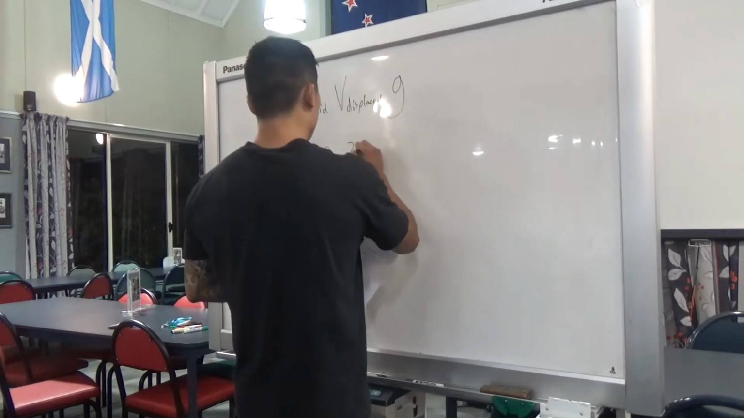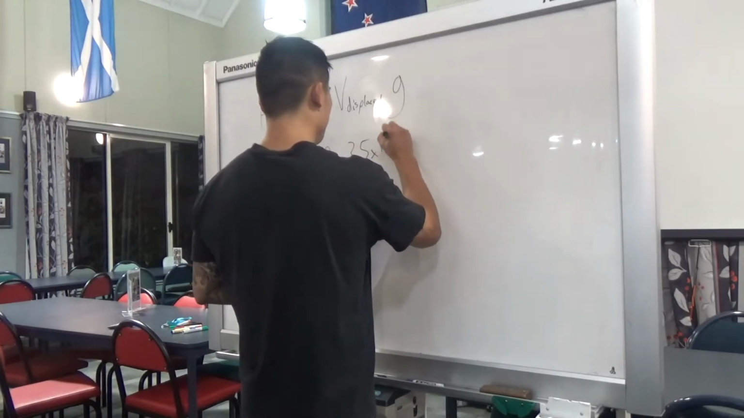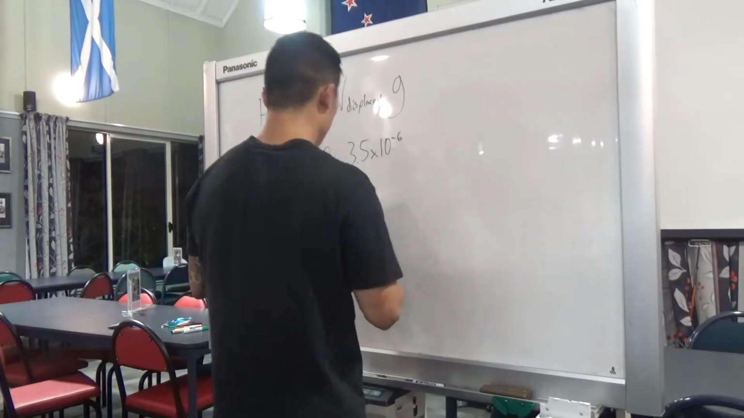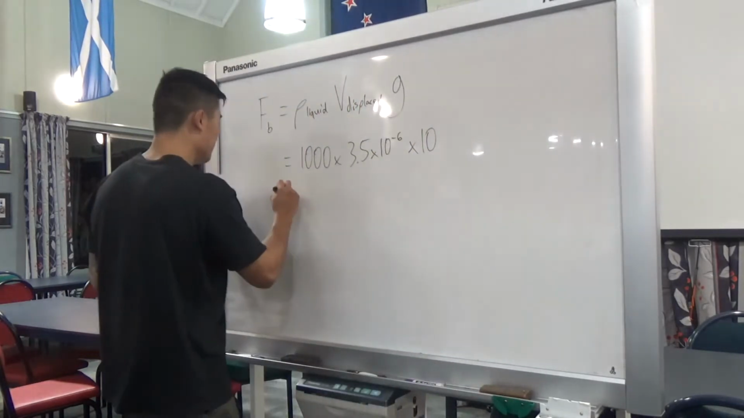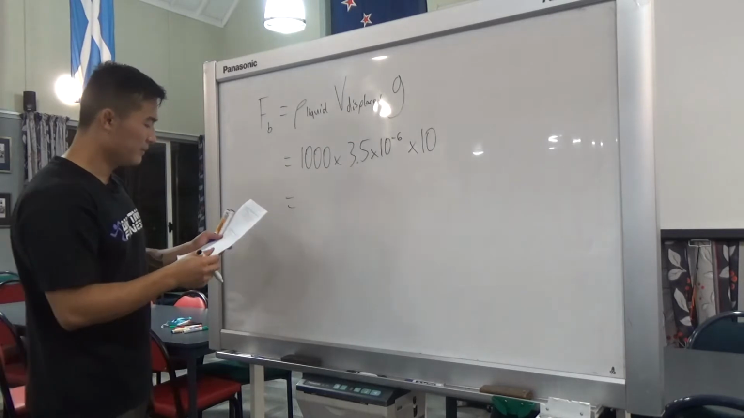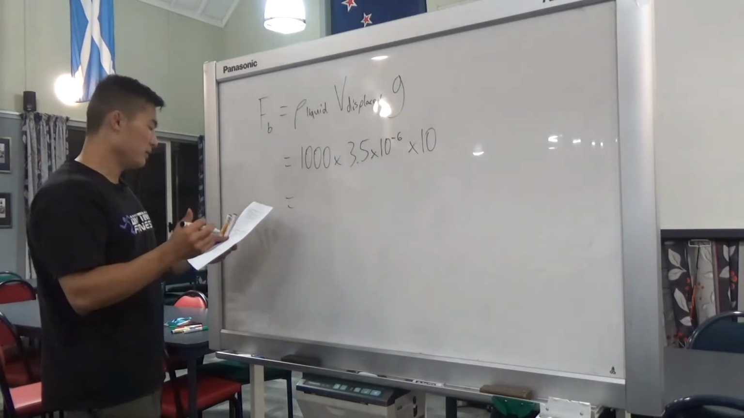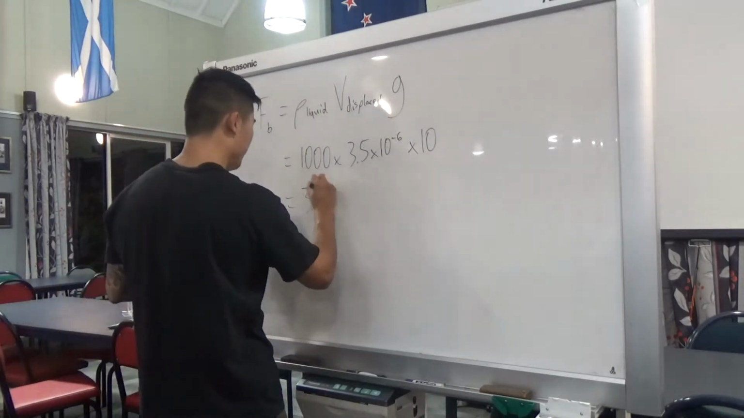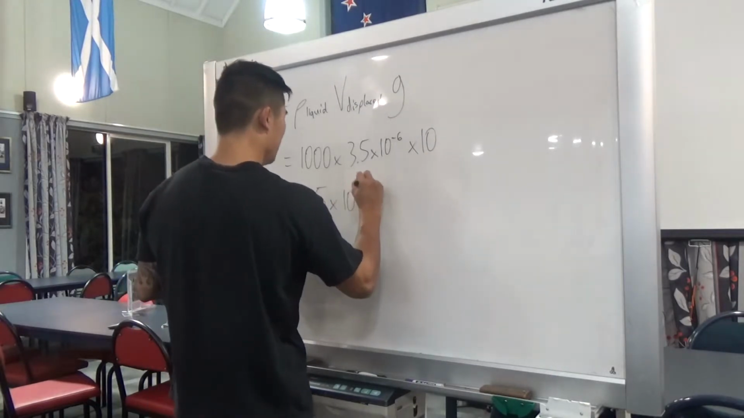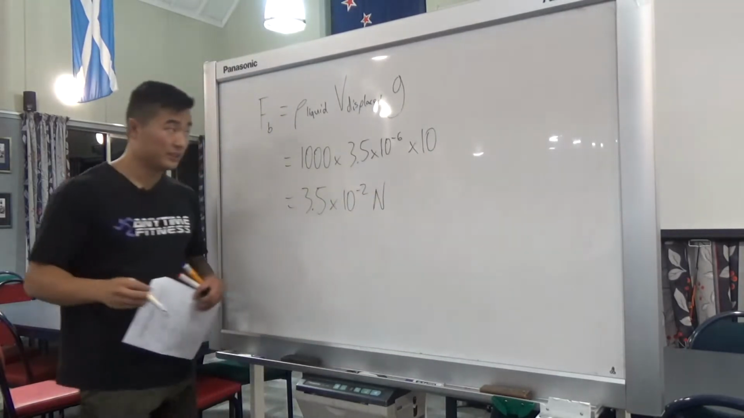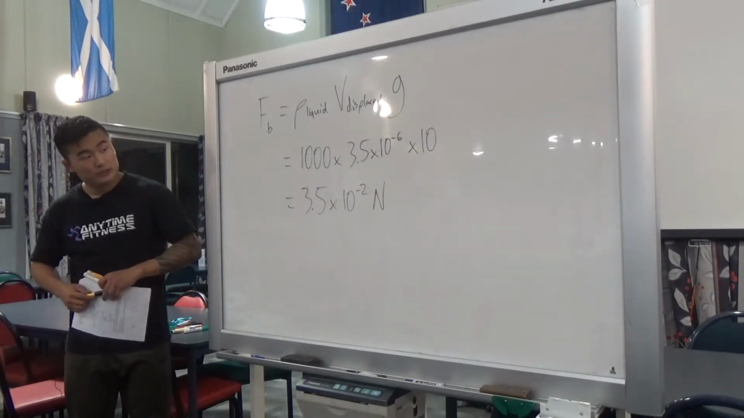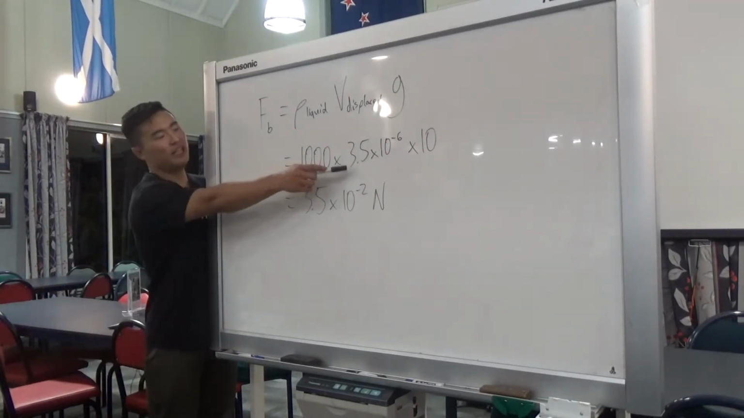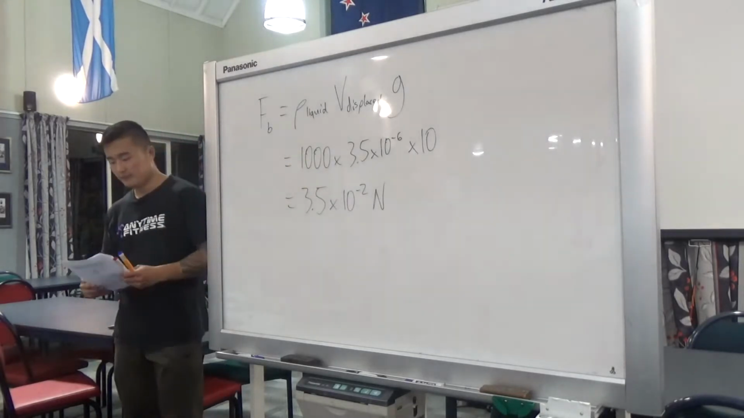So that was 3.5 times 10 to the negative 6 times gravity, which is 10. So that's just going to be 3.5 times 10 to the negative 2 newtons. Okay. So that's just using the volume that we calculated earlier in our last question.